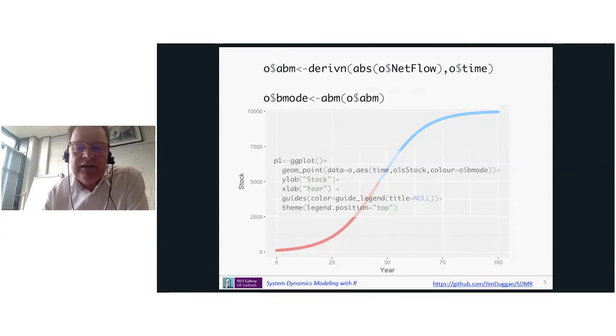So the point here is that we can use the power of R to add new features to our data set, and the feature is really the behavior mode of a variable at a certain point in time. And I think, can you see my cursor there? Maybe I'll use this one here.